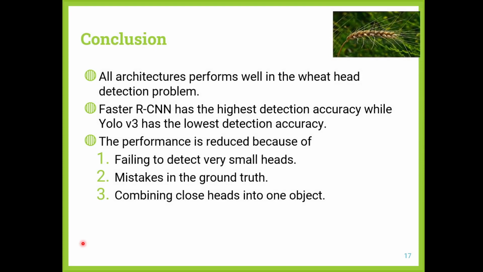For the conclusion, all the architectures perform well in solving the problem of wheat head detection, but faster RCNN has the highest detection score, and YOLO version 3 has the lowest, and YOLO version 4 is close to faster RCNN. The performance is reduced because of three major problems. First, failing to detect very small heads. Two, mistakes in the ground truth. Three, combining close heads into one object, as I showed to you in the examples.